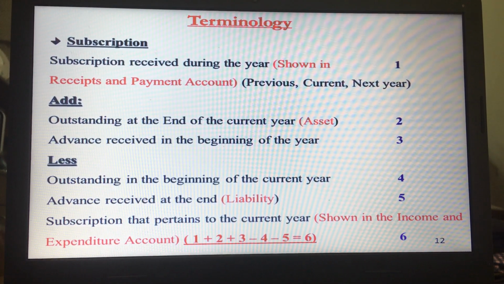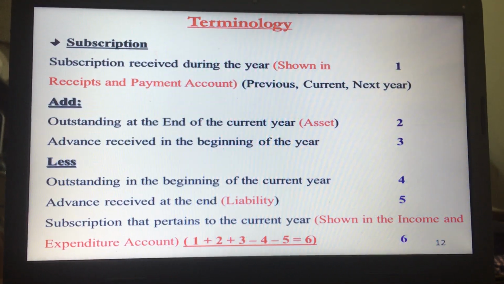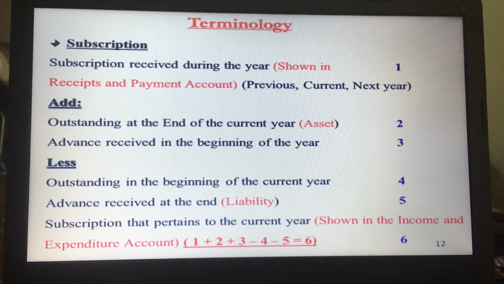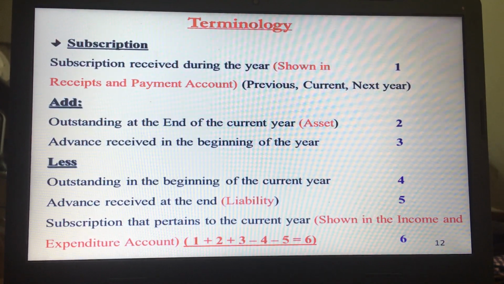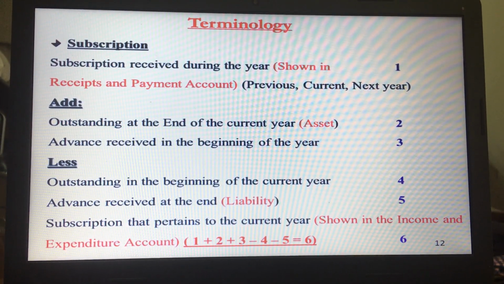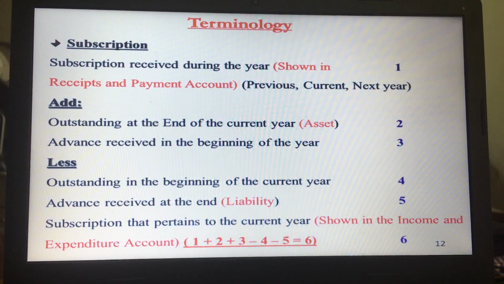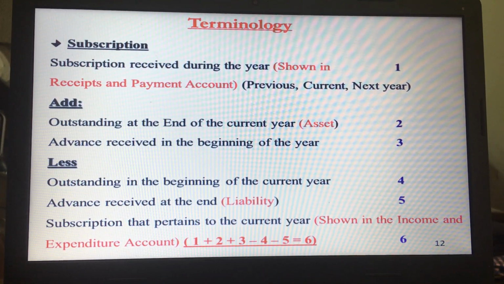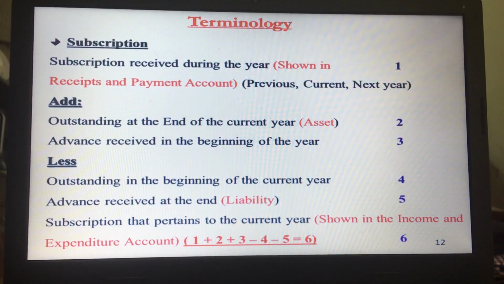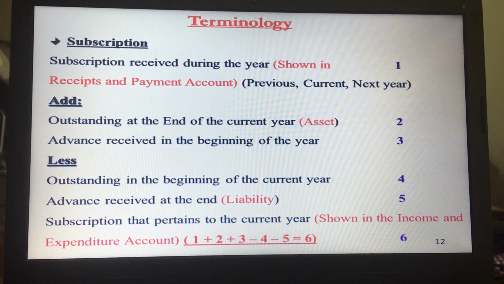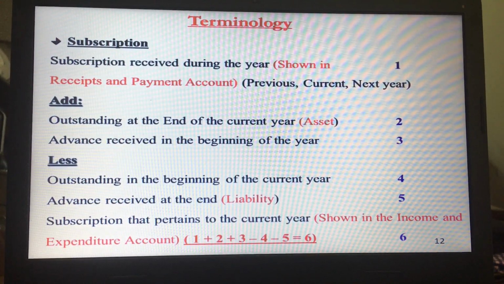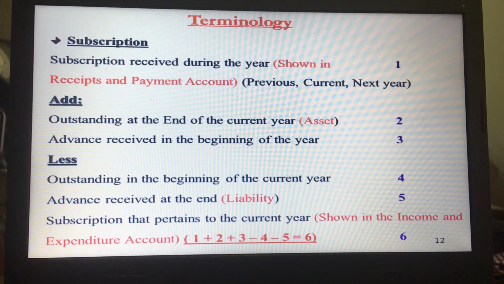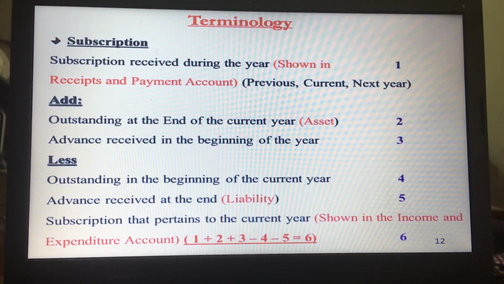2 items which will not be included. Outstanding in the beginning of the current year. That means it pertains to the previous year. That's point number 4. Advance received at the end of the current year. That means it's an amount which is received for utilization for the next year. It's a liability. It will be shown on the liability side of the balance sheet. It's point number 5. What goes in the income and expenditure account? This is what we get from adding 1, 2 and 3. And from this amount we'll subtract 4 and 5. That means we get subscription that pertains to the current year.